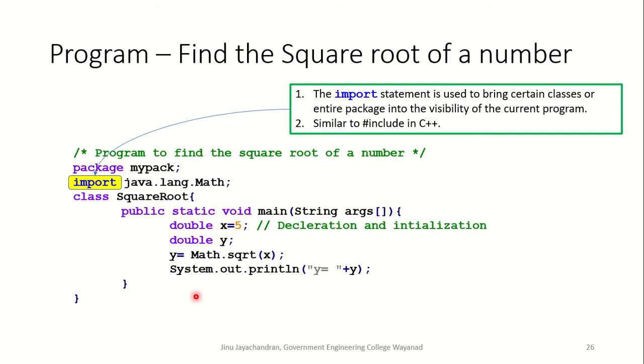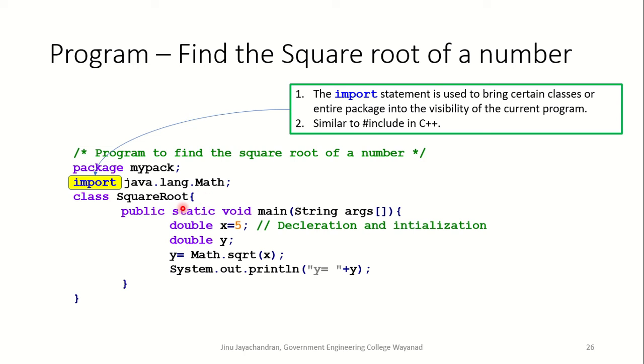So our program is basically to find the square root of a number. Now if you want to find the square root of the number, you don't have the necessary functionality in your program to find the square root. There is already a square root method defined somewhere else in Java. So you are going to include that method into your program, for which you are using the keyword import.